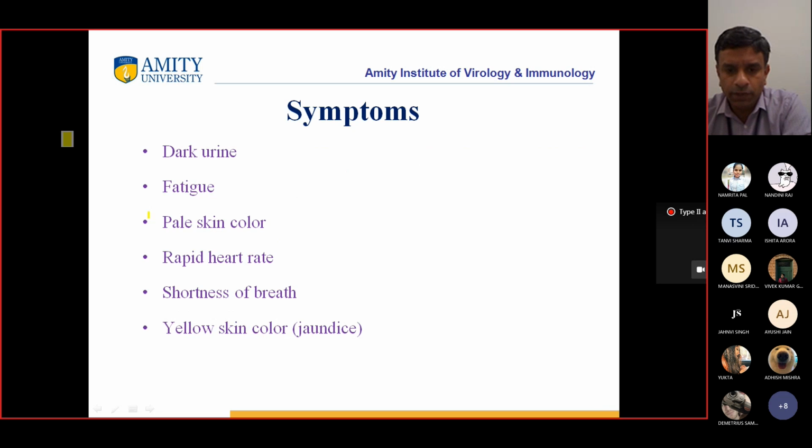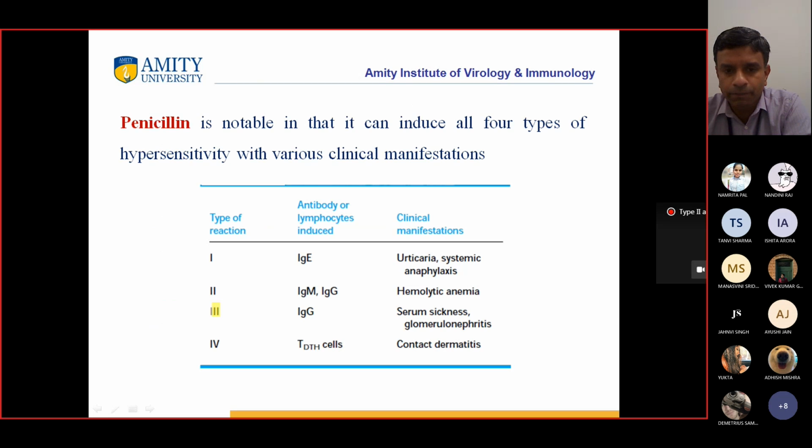What will be the symptoms? One of the symptoms will be dark urine. We discussed this last time also, because the RBC has lysed, so all the internal components like the heme of hemoglobin will come out, and that will lead to dark urine. There will be anemia. Because RBCs are being destroyed, there will be fatigue and pale skin color. There will be rapid heartbeat, shortness of breath, and jaundice. Skin color will be yellowish; the person looks yellowish.